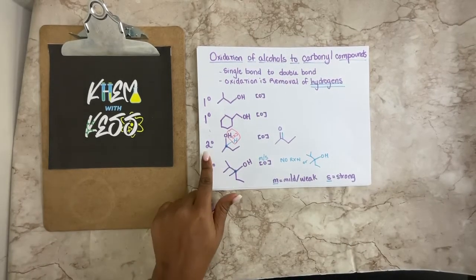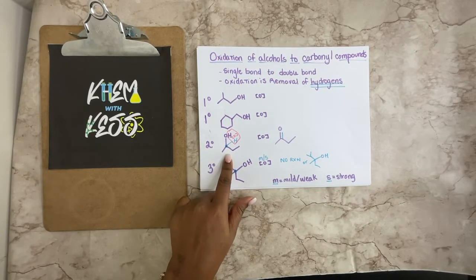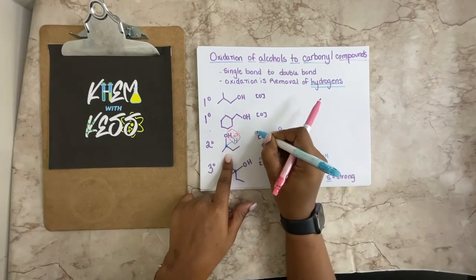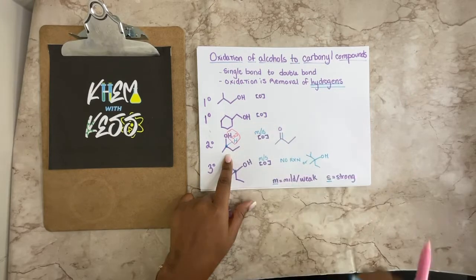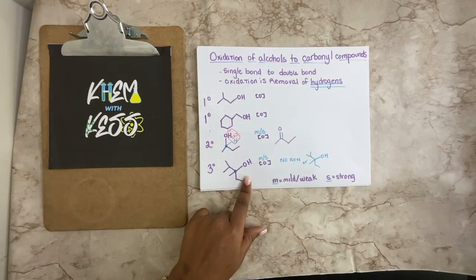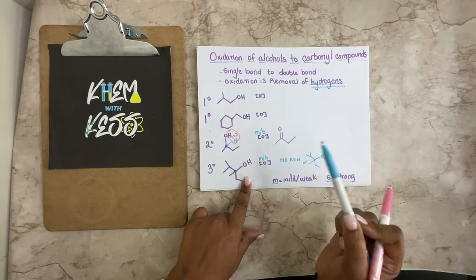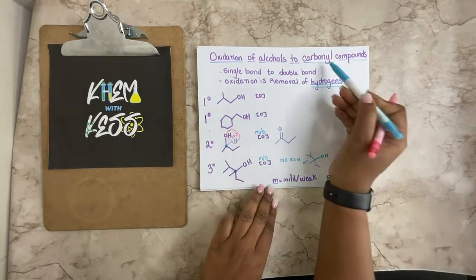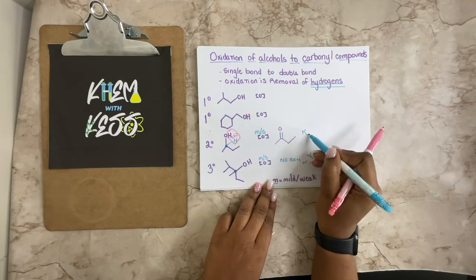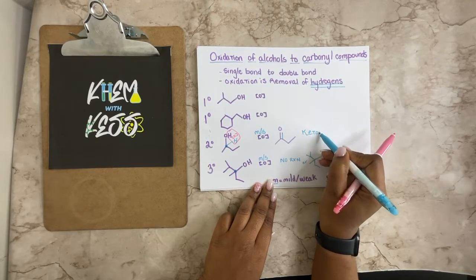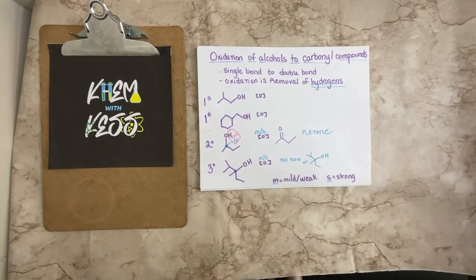So every time I have a secondary alcohol, what can I oxidize it with? Anything that's mild or strong. Go back to that chart. If I oxidize a secondary alcohol, I will always get a carbonyl compound, and the functional group name is a ketone. And this is a permanent style of reaction. This is always going to happen.